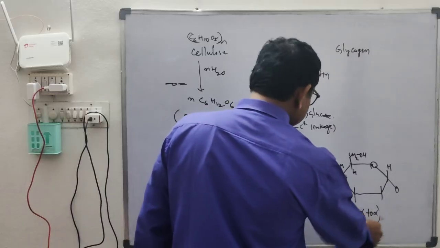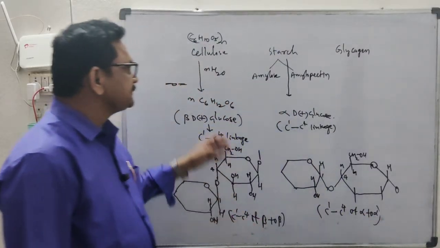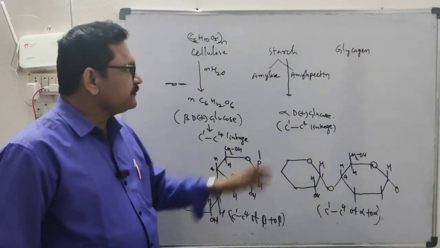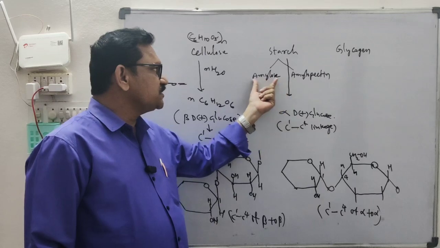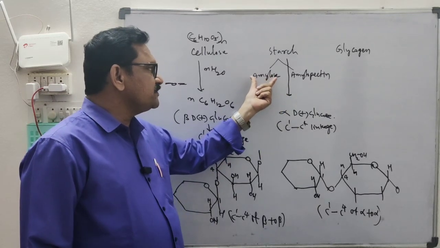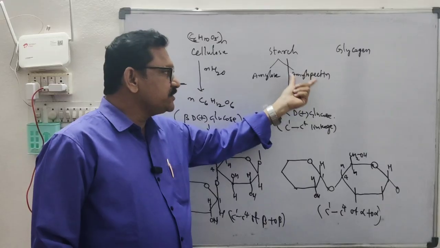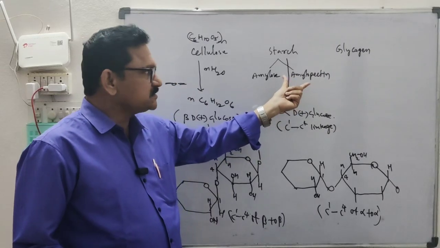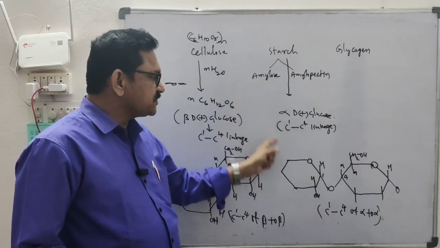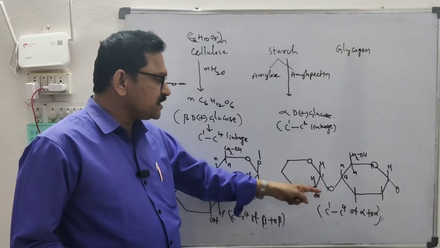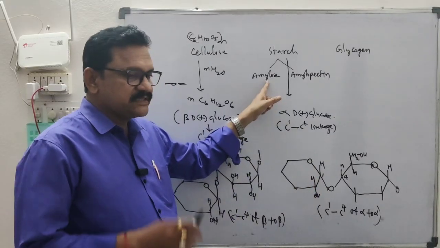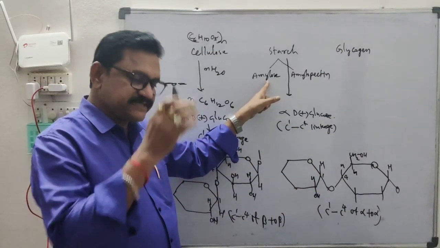This is the only difference between starch and cellulose. In starch there are two parts. One is amylose, which makes up 15 to 20% of starch. In amylopectin we have 80% of starch. So the amylose structure is this one. That means we have C1-C4 alpha to alpha linkage in amylose. That is a linear polymeric chain.